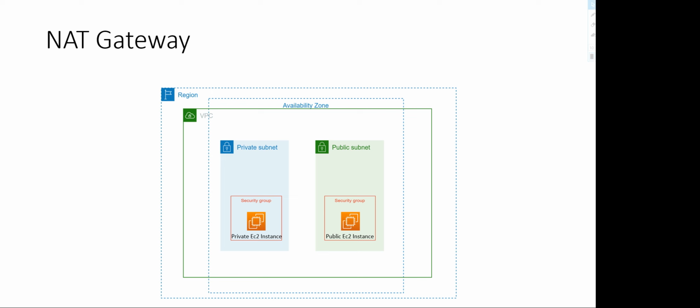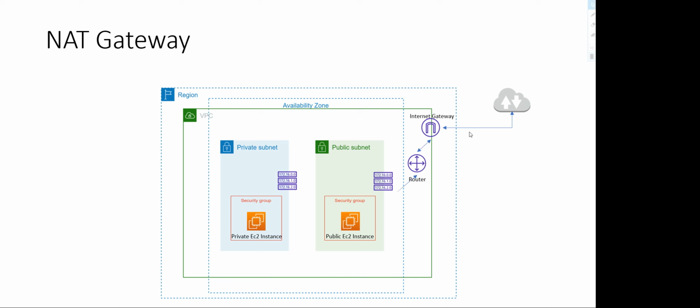Now I'll have route tables associated with each of the subnets: the private subnet will have its own route table, and the public subnet will have its own route table. This is the general architecture we have, and then we'll have a router and the internet gateway attached to the VPC.